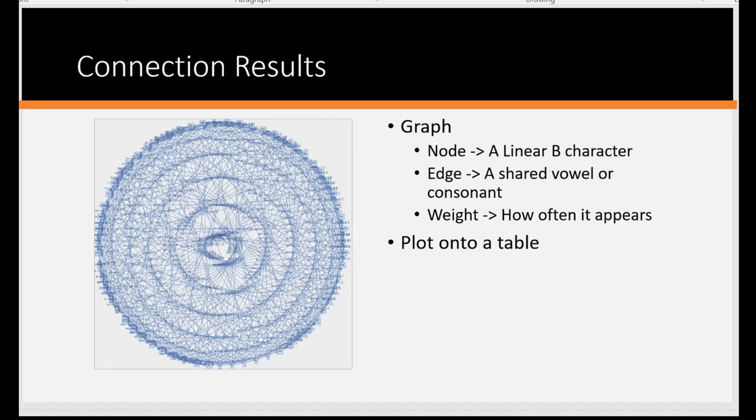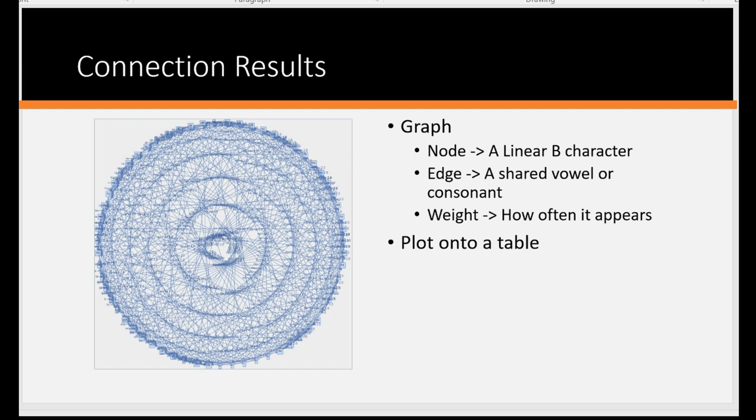So this is the result. Obviously, this is a massive graph, but this is representing every single connection within Linear B. Each node, each point on the graph, is a single Linear B character. Each edge is a shared vowel or consonant. We may not know which ones are which.